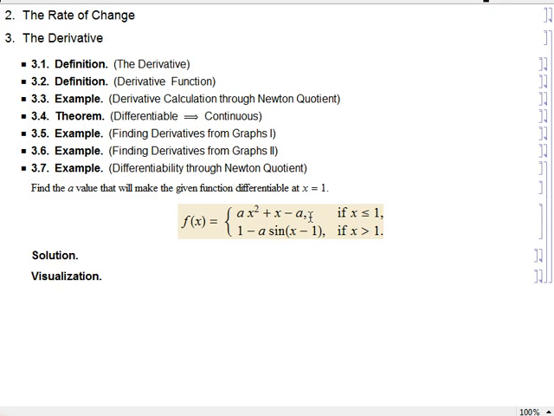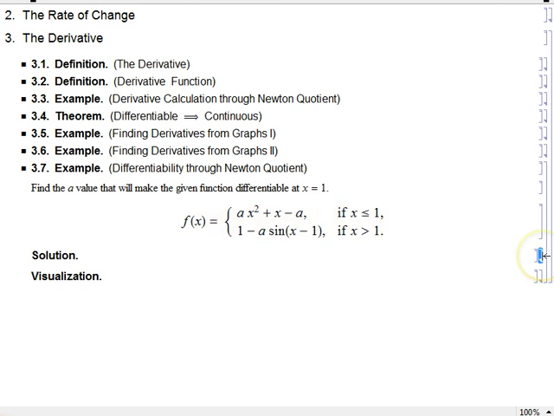By the way, before starting this problem, please note that this function is always continuous. If you plug in x equals 1 to the first line, a times 1 squared plus 1 minus a, we just get 1. If you plug in x equals 1 to the second line, we have 1 minus a times sine of 1 minus 1, so sine of 0. So again, we just get 1 minus 0, so it's 1. So at least continuity is trivial. Differentiability, of course, is going to be a challenge.